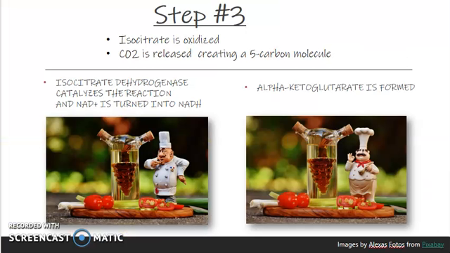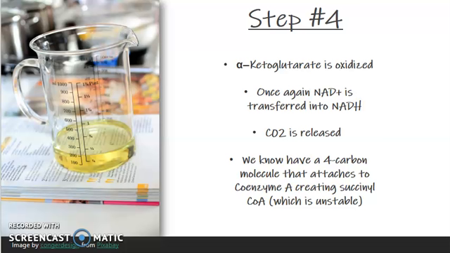In step 3, the isocitrate is then oxidized. Carbon dioxide is released, creating a 5-carbon molecule. Isocitrate dehydrogenase catalyzes the reaction, and NAD+ is turned into NADH. Alpha-ketoglutarate is formed. In step 4, alpha-ketoglutarate is oxidized.